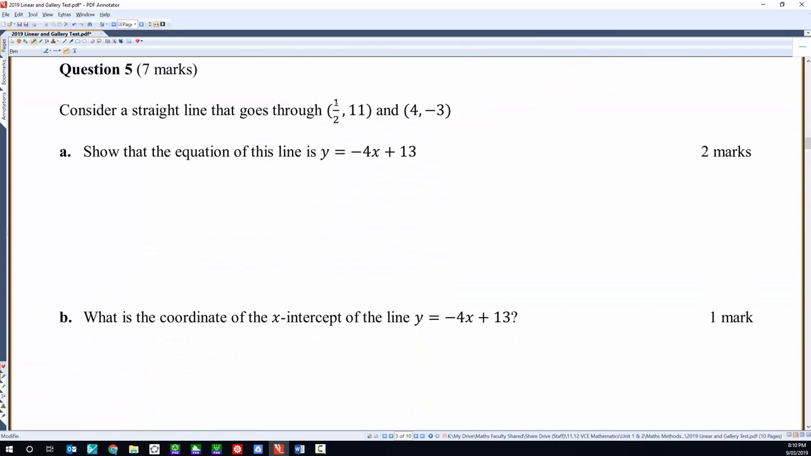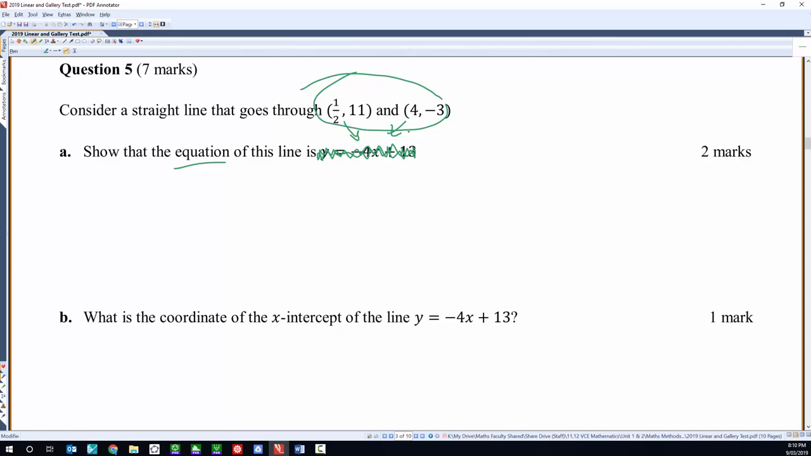Okay, consider a straight line that goes through these points here. We want to show that the equation of that line is this. Now remember, you're not allowed to just sub points in. You can't just do that to show that. So what we've got to do is pretend like they didn't give us this. We don't know that, and we want to basically find the equation. So what we do is we find the equation with those 2 points.